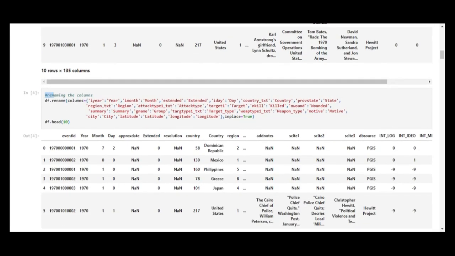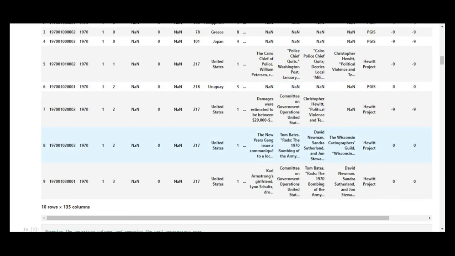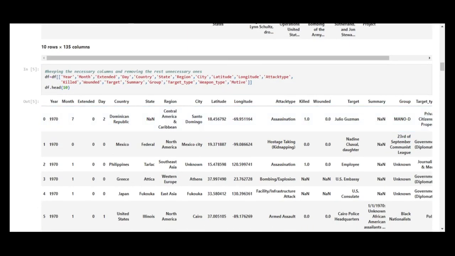Then, I have renamed each and every column for better understanding. Later, I have kept the necessary columns and removed the unnecessary ones. We will look into each and every column one by one.